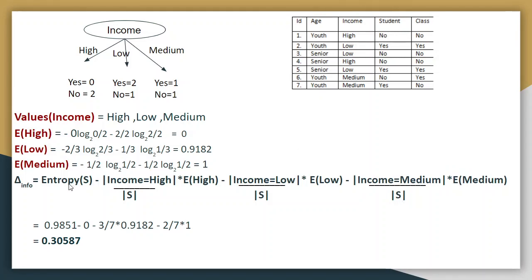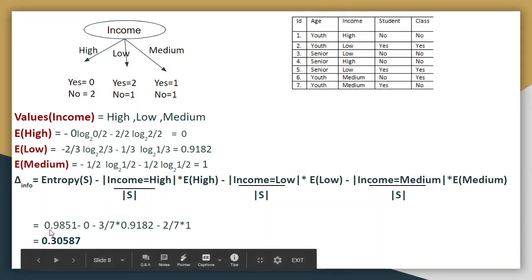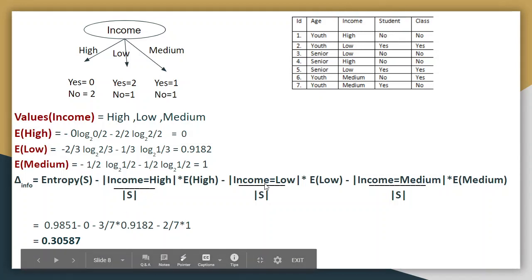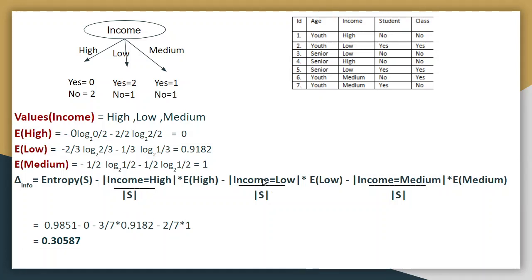So the entropy of the data set is again the same, 0.9851, minus the term for high. I haven't written it because it would be 0 only, because the entropy of high is 0. Again, as you can see over here, this is the purest split, because there is no record which belongs to the yes class and has its income value as high. So entropy is 0 in this case.